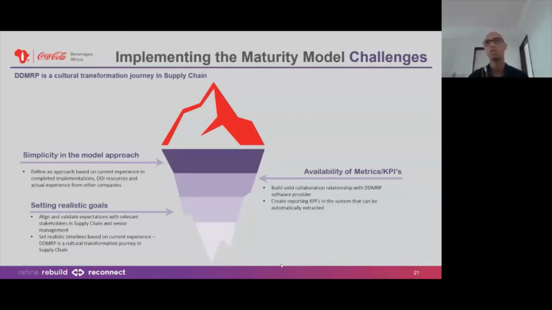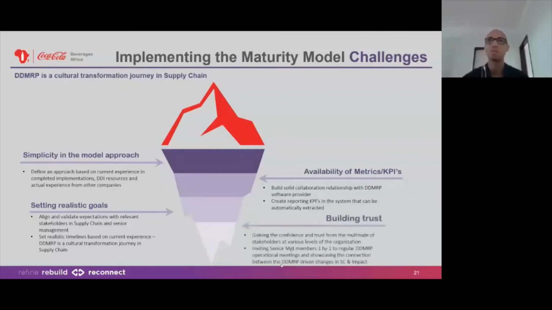And so we need to very strongly set every expectation and be very honest with the stakeholders, with our in-country senior management teams, and with the Coca-Cola group, that the process is actually a huge journey, which is really about transformation. This transformation comes from the fact that you need to build a lot of trust in the system. This is not just a planning team thing. This is a whole organizational change.